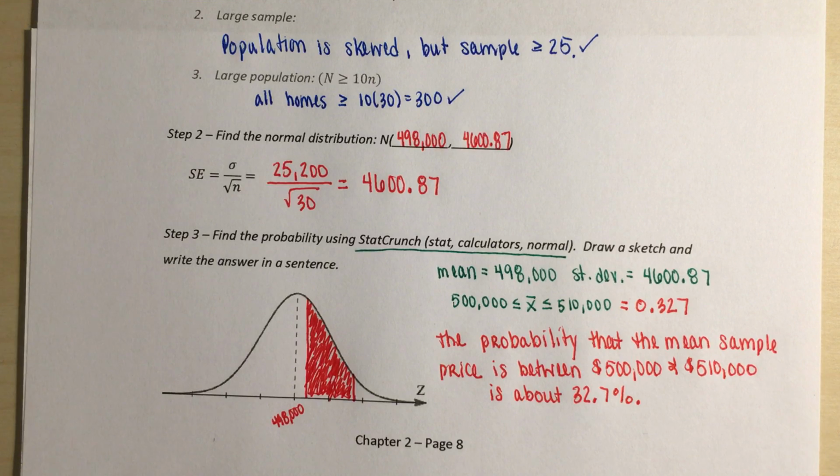So another problem that we have worked through using our central limit theorem, again, we make a list of what we know, we check our conditions, we find our standard error, and then we go to StatCrunch to find our probability.